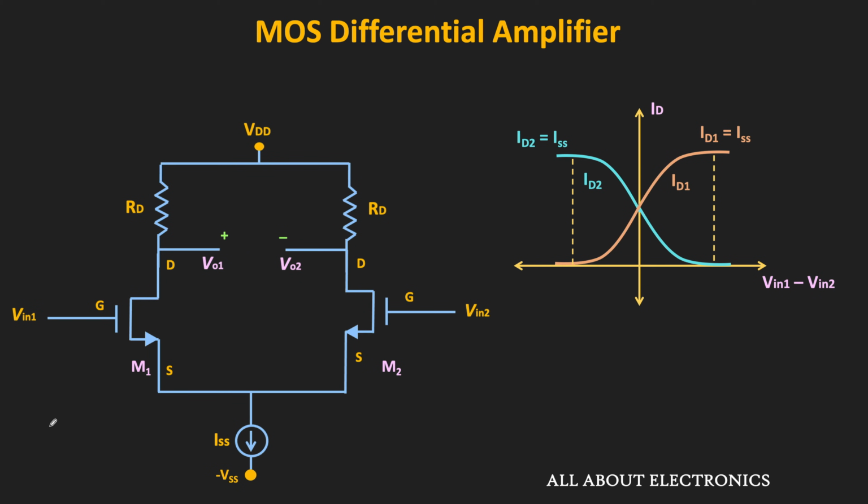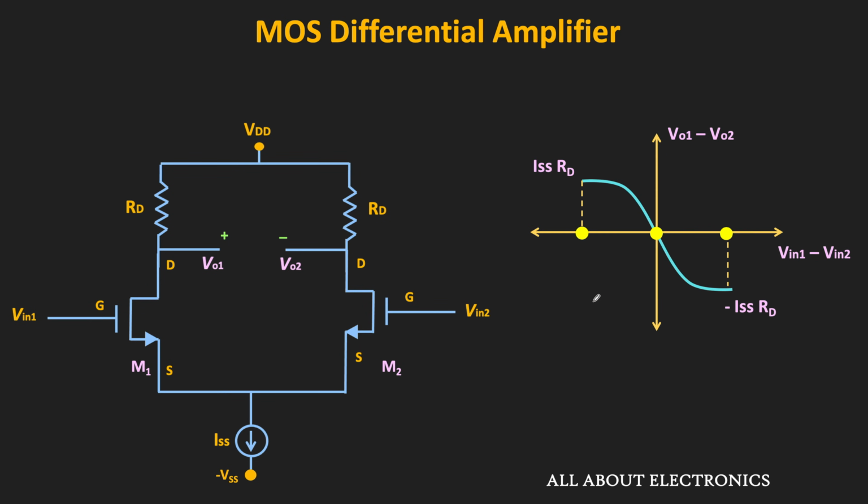That means whenever this differential input voltage is equal to root 2 times V overdrive, then this ID1 is equal to ISS and this ID2 is around 0. Similarly, when this differential input voltage is minus root 2 times V overdrive, then the ID2 is equal to ISS and the ID1 is around 0. And here is the input output characteristic of this differential amplifier.